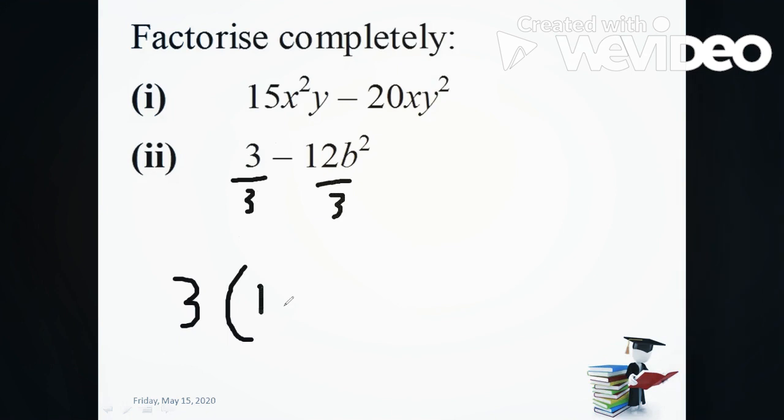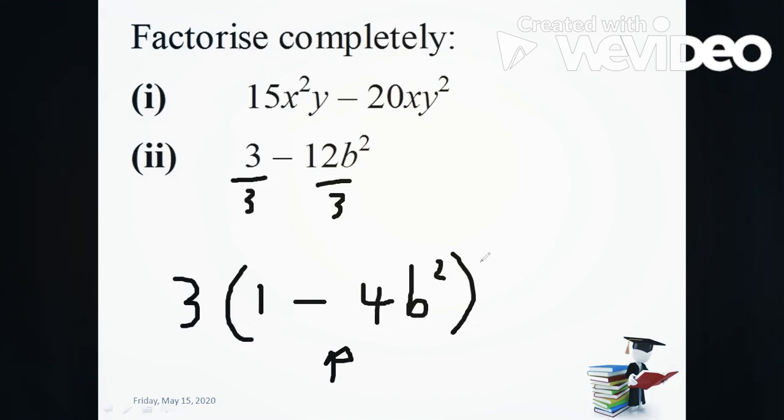So 3 into 3 goes 1, 12 divided by 3 goes 4, and that will give you 4b squared. All right. But what do you know about what's inside the bracket? Question, is 1 a square number? Yes. Is 4 a square number? Is that a difference sign? Yes. And we have b squared. So this in the bracket here is a difference of 2 squares.